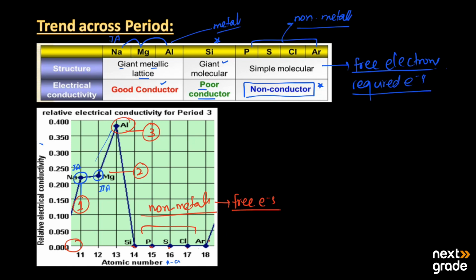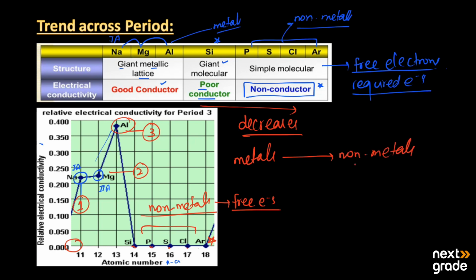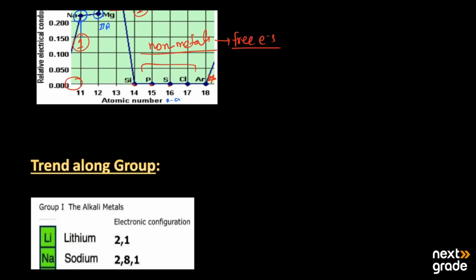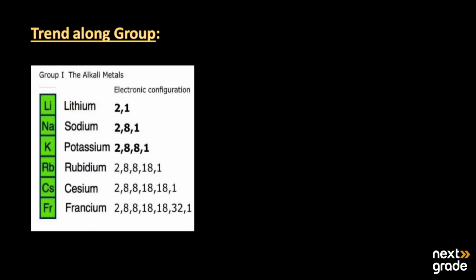So that's why they are known conductors of electricity. And when we move from left to right in the period, the electrical conductivity decreases, because we have metals and then we have non-metals. Metals are conductors of electricity, while the non-metals are non-conductors of heat as well as electricity.